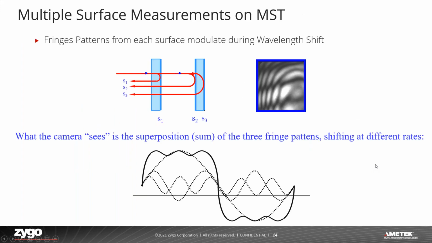When you're making a multiple surface measurement on the MST, the fringe patterns for each of these surfaces modulates during the wavelength shift, as we saw in the earlier video. What the camera actually sees is the sum of these three fringe patterns, each shifting at a different rate. So in the dotted line, you can see the three sine waves we saw before, representing each of the three cavities. What they do is they sum into this darker black line, which looks like a kind of modified sine wave that's a signal from all the surfaces at once.